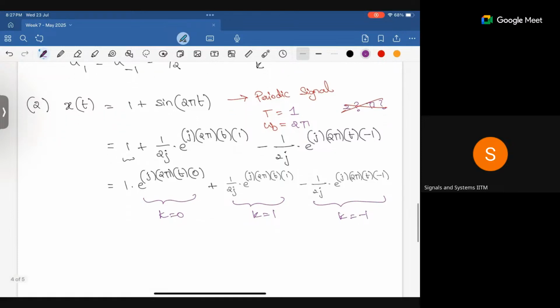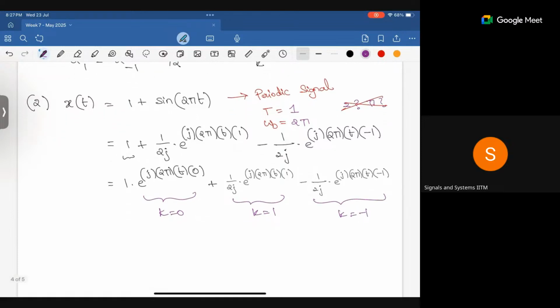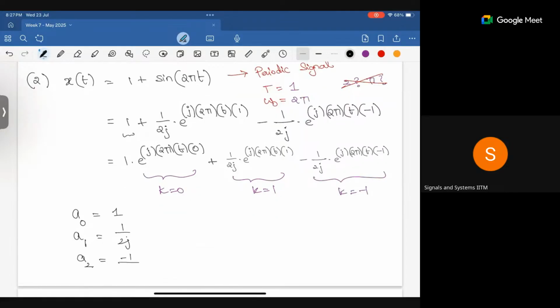So therefore, we only have three non-zero Fourier series coefficients, which are a0, which is 1, a1, which is 1 by 2j, and a minus 1, which is minus 1 by 2j. So there is a minus also here. And all other ak are 0 for k not equal to 0 and plus or minus 1.